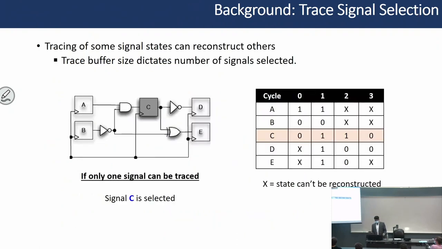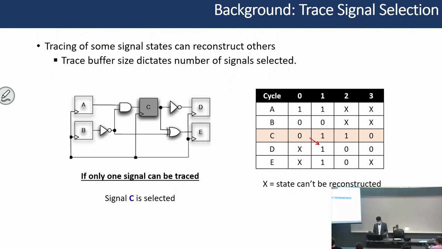So let's take a small example of how signal restoration is done across a circuit. This is a small circuit I took with 5 flip-flops, A, B, C, D, and E. You are tracing C every cycle. That's why C is shaded. The table on the right shows the various signal values and how their restoration is done. X means that value couldn't be traced or restored. 1 or 0 means the value is either traced or restored. C is traced every cycle. That's why C has no X, and there is a shading here.